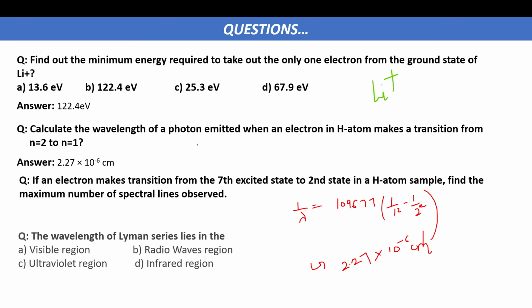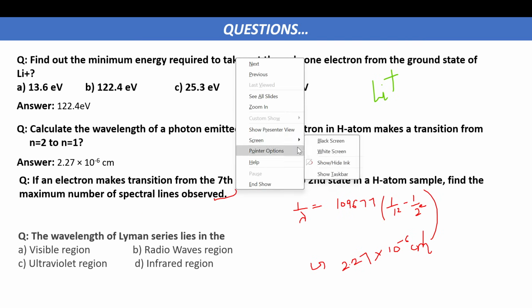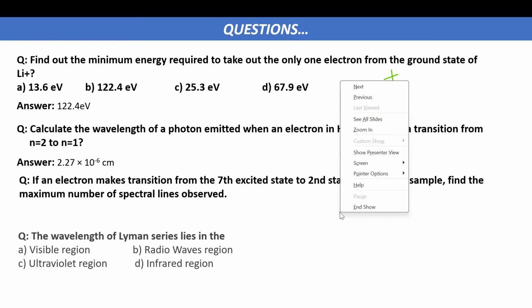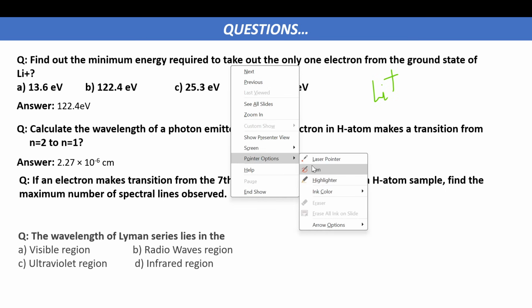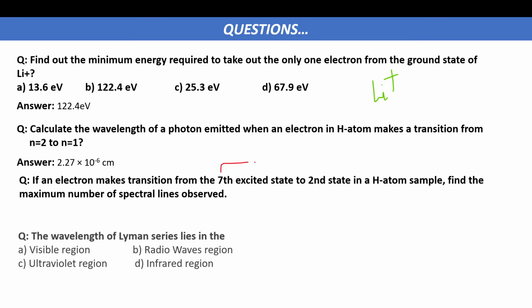Next, if an electron makes a transition from the 7th excited state to the second state in the hydrogen atom sample, find the maximum number of spectral lines observed. So, how can we solve this? See, here you are talking about the 7th excited state.